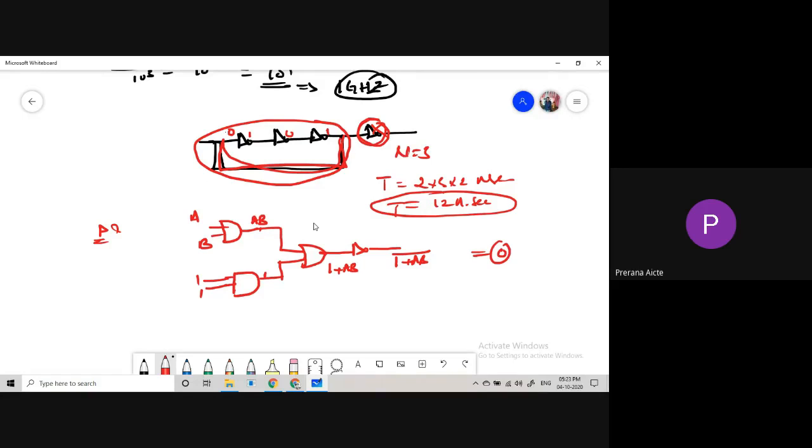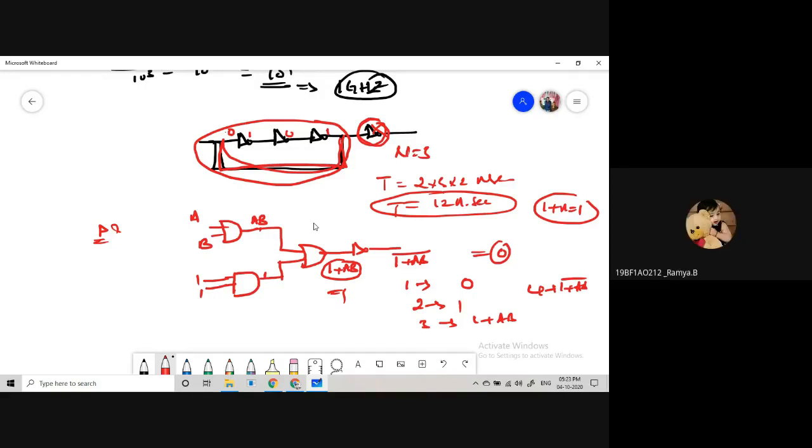Why? Because according to the Boolean laws, 1 plus x is nothing but 1 only, right? Here 1 plus AB is nothing but 1. 1 is given to this NOT gate. What is the answer we are getting? 0. So like this we are getting 0. Please don't confuse. Options are also there. The first option is 0, the second option is 1, the third option is 1 plus AB, and the fourth option is 1 plus AB whole bar. Which one is the correct answer? The first one.